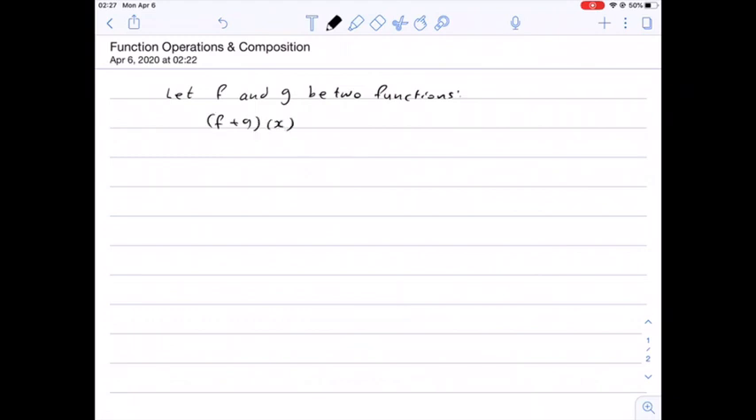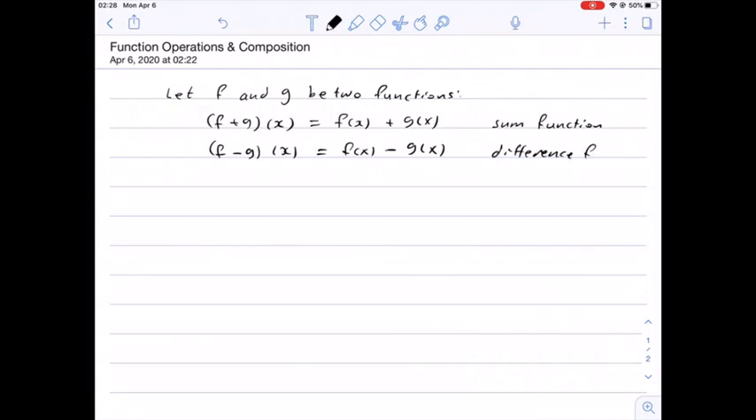f plus g of x denotes the sum of two functions f and g, so this can be written as f of x plus g of x. So this is the sum function, and we have similar notation for the difference. So this is f of x minus g of x, so this is the difference function.